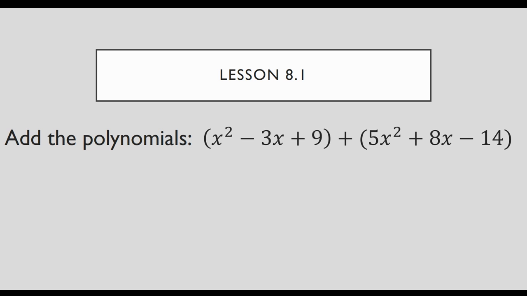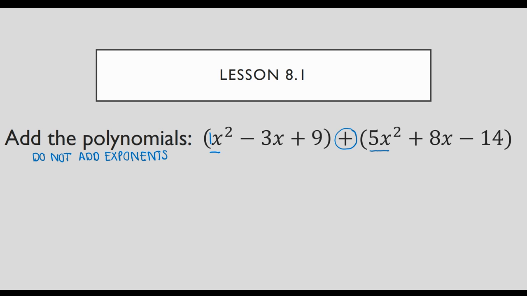Also in lesson 8.1 was adding polynomials. Notice that I'm dealing with addition because there is an addition sign breaking up these two parentheses. When you are adding polynomials, you do not add exponents. Basically, anytime we are adding polynomials, we are combining like terms. So right off the bat, I noticed that the x squared in the first parenthesis technically has a 1. I see that there is a 5x squared in the second parentheses. Those are like terms. I do not add exponents.